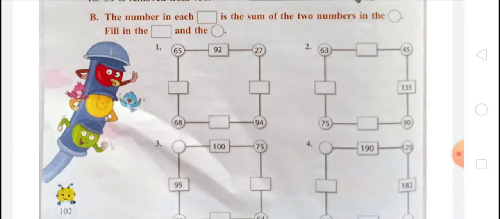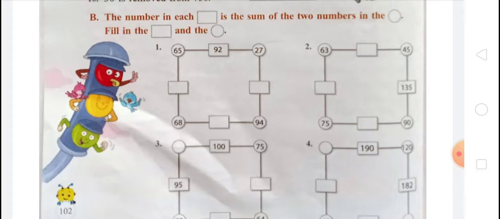Firstly, you have to add 63 and 45. 63 plus 45, 3 plus 5 is 8, and 6 plus 4 is 10, so 108. And after that, we have to add 63 and 75. 3 plus 5 is 8, and 6 plus 7 is 13, so 138. And after that, we have to add 75 and 90.